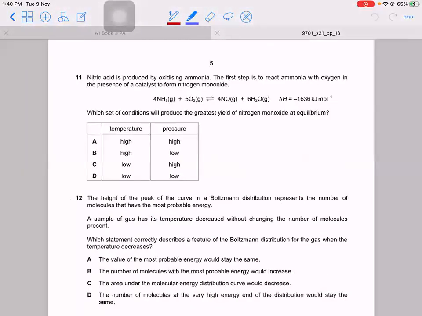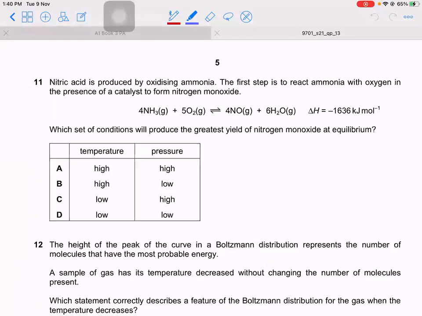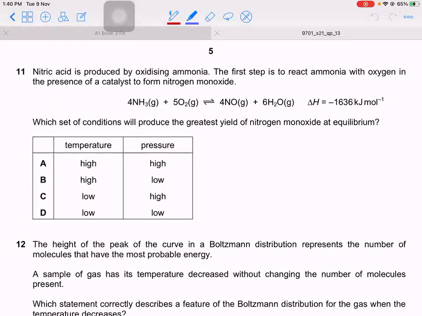All right. Question number 11. Nitric acid is produced by oxidizing ammonia. The first step is to react ammonia with oxygen in the presence of a catalyst to form nitrogen monoxide. Which conditions will produce the greatest yield of nitrogen monoxide? So you need a higher yield of this. They're saying the forward reaction is exothermic. Backward will be endothermic.